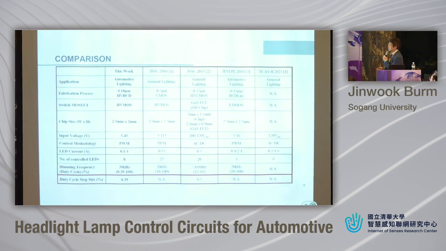We use PWM control, and the LED current can be varied up to 1 amp. And we can achieve 8-bit resolution of control. And for the dimming frequency, the LED is controlled at 40 kilohertz. So this is an 8-bit realization of the matrix headlamp set.